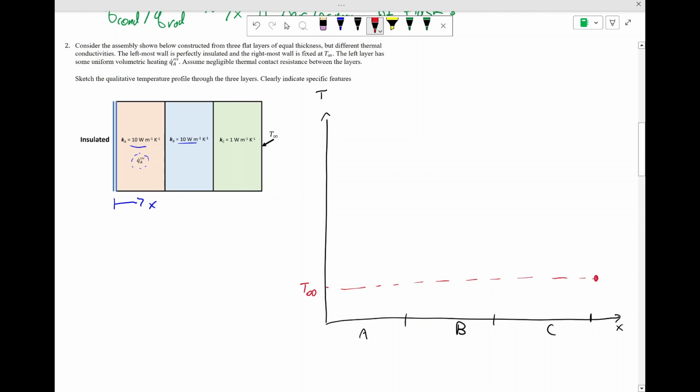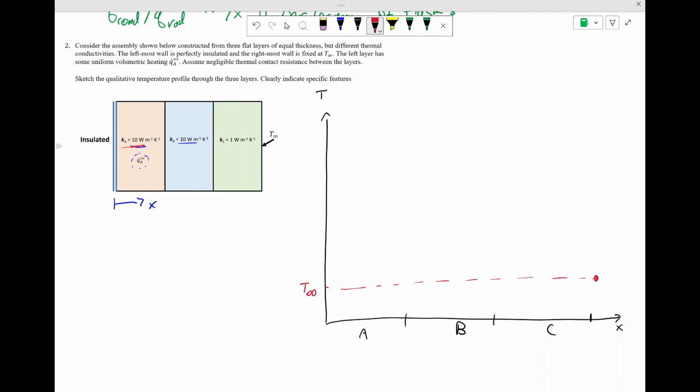And we know that there's heating in the left layer where Ka is, and the left wall is insulated. So that means that all the heat has to flow from the left to the right side. So that gives us an idea that the temperature inside this whole assembly is going to be higher than T infinity. Okay, so next, let's take a look at Ka.